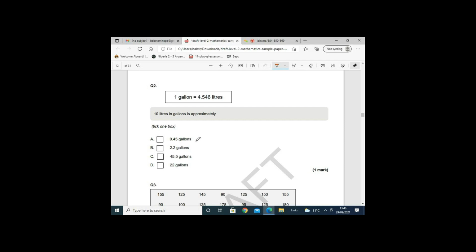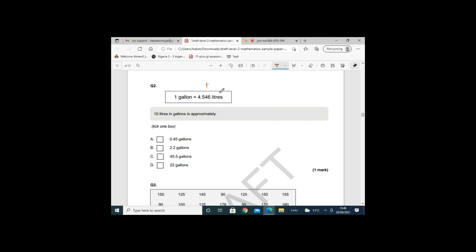Yes, but for example, now he said 1 gallon is this. So this is 10 liters now, just put 10 divided by 10. You multiply to get this, so the reverse is going to be divided. Divided by 10 is going to be 0.45.